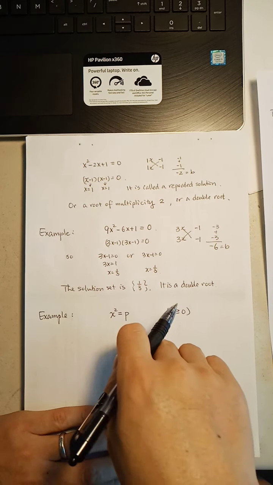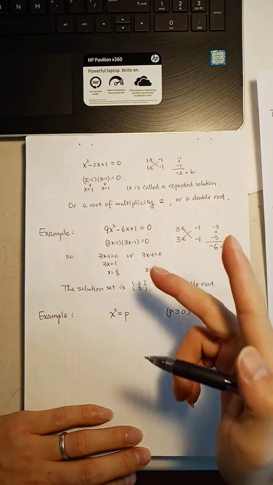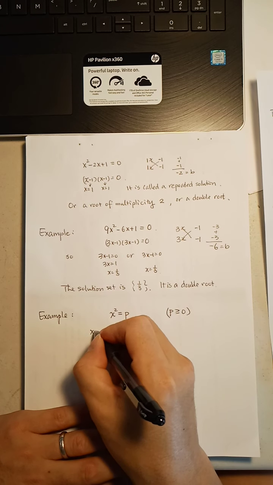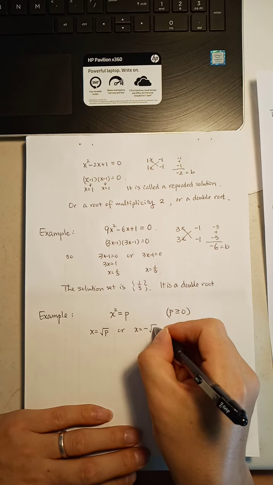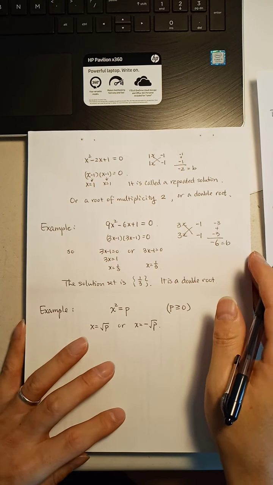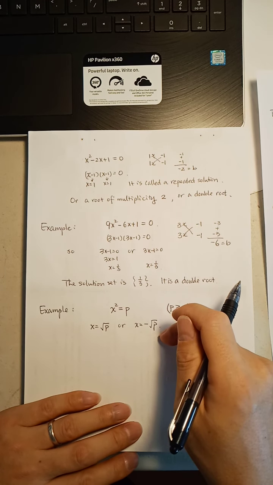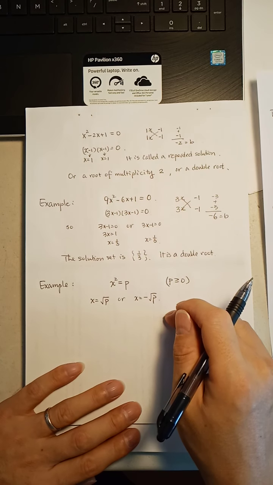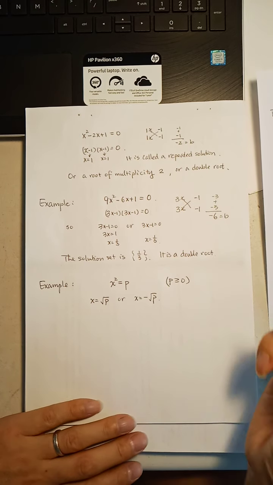And for this one, we can take the square root. We take the square root, we will have two possibilities. One is the positive square root, the other one is the negative square root. So x is the square root of p, or x is the negative square root of p. Okay, so there are two solutions. And we are going to use this to develop some computation. Okay?